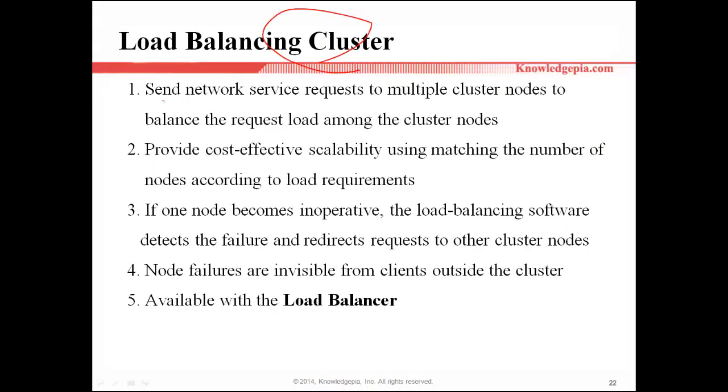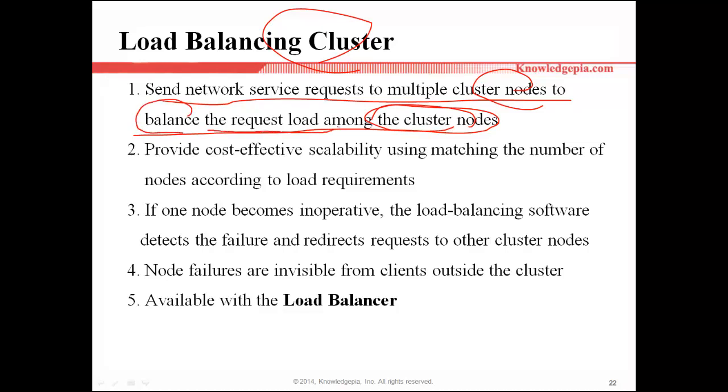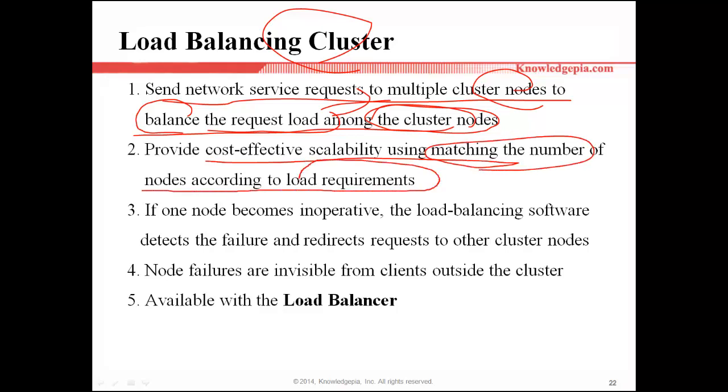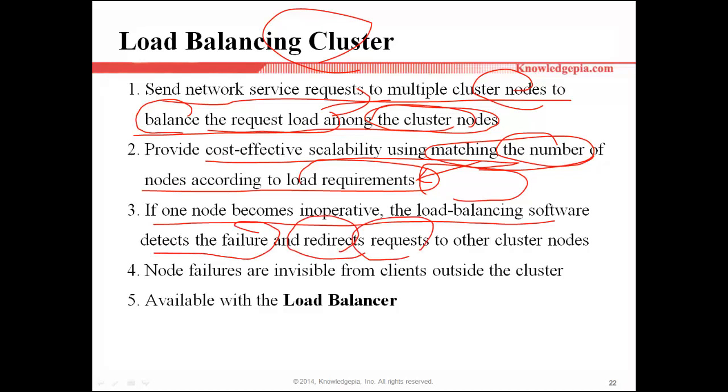The load balancing cluster sends network service requests to multiple nodes to balance the request load among the cluster nodes. So using this cluster, we can balance the request load from clients. This load balancing cluster provides cost-effective scalability by matching the number of nodes to the load requirement. If there is a lot of request load from clients, we can balance it using this load balancing cluster. If one node becomes inoperative, the load balancing software detects the failure and redirects the requests from the client to another cluster node. Node failures are invisible from outside the cluster, like an HA cluster.